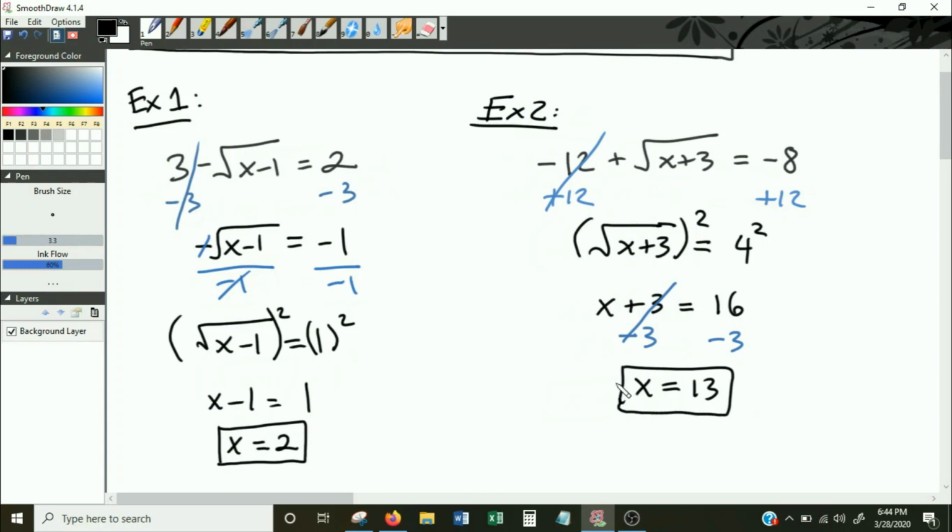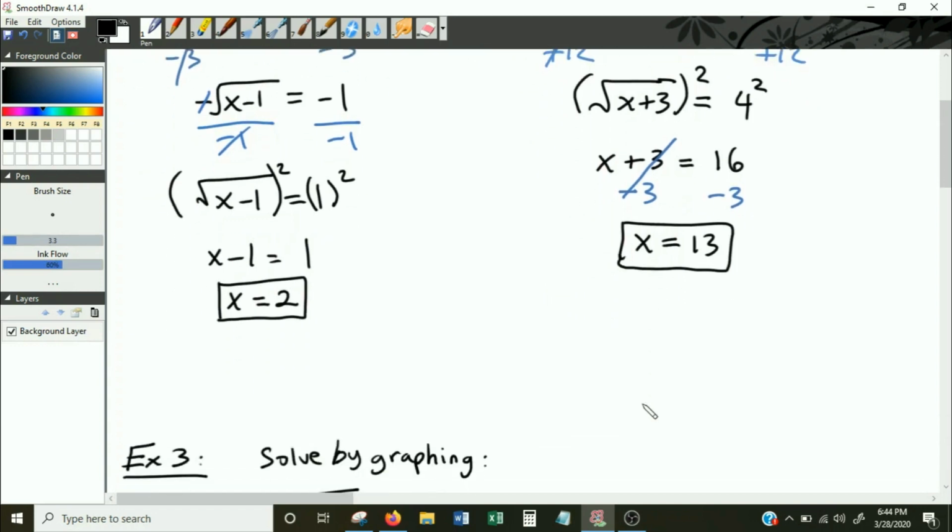If that went by a little quickly for you, you can always go back and pause the video and go step by step and make sure you understand. Right now I'm going to move on to the third example.